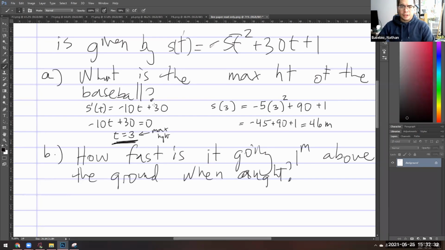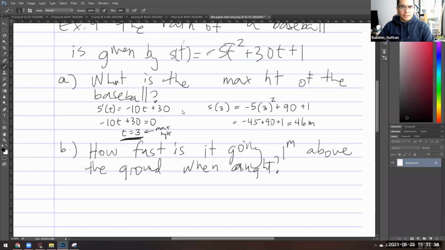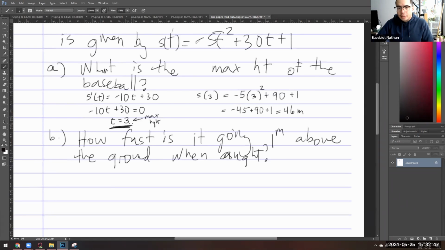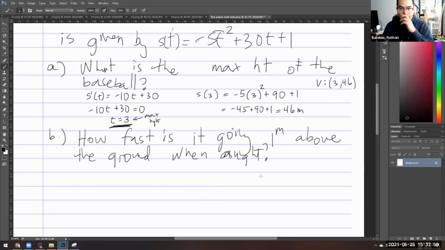Consider how you solve a question like this in grade 10 versus how we're solving it now. That went by a lot faster, right? I took the derivative, set equal to 0, plugged it back into the original, and that's it. I've essentially found the vertex, right? The vertex would be 3 and 46. If you are so much better at calculus now than completing the square, you can easily just do it that way.